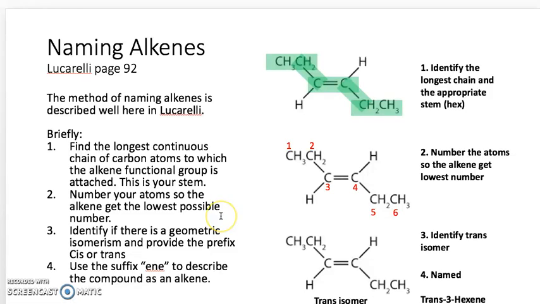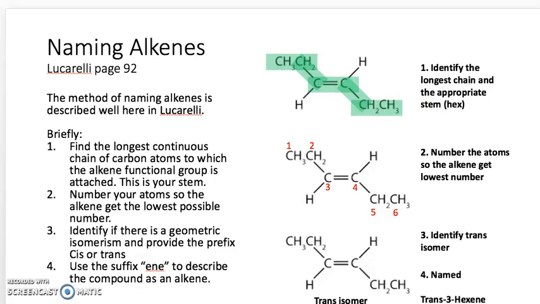The next thing you need to do is identify if there is any geometric isomerism. That basically means if there's a cis or trans isomer. In this case, we have the carbon substituents coming from the double bond on opposite sides of the double bond, and therefore this is identified as the trans isomer. We could therefore name this trans-3-hexene. If this substituent group here was in this position, it would be cis-3-hexene.